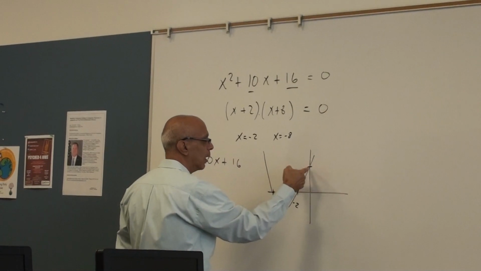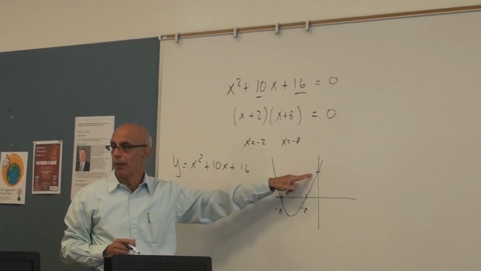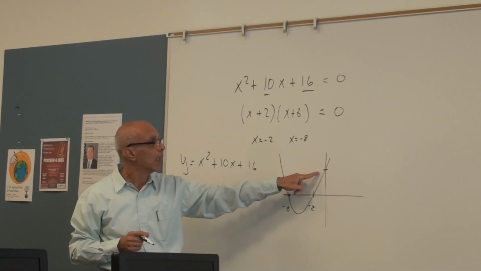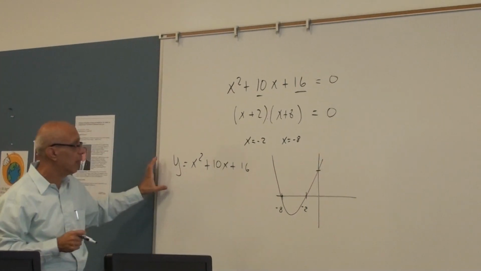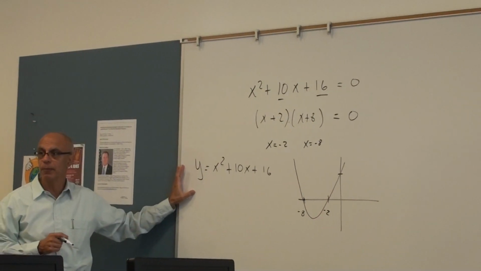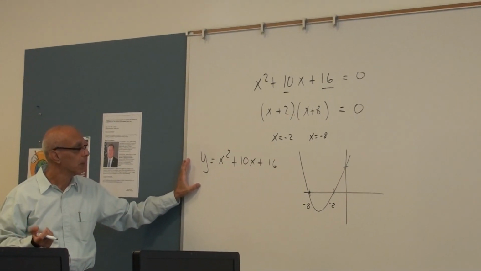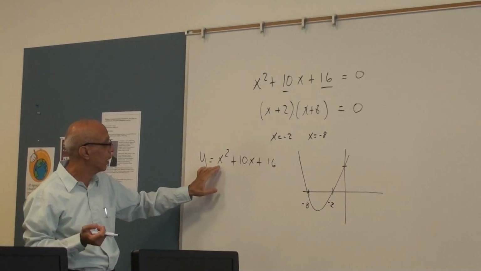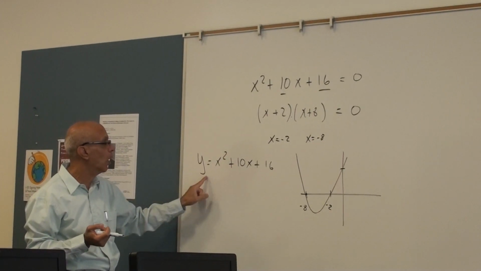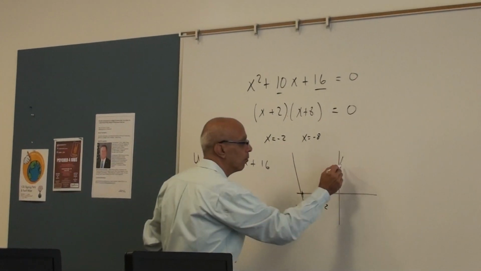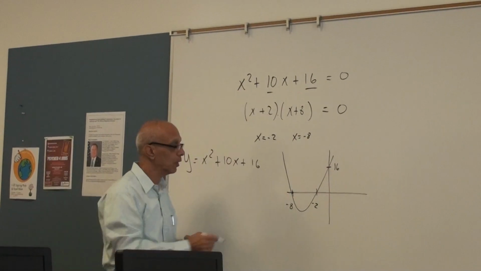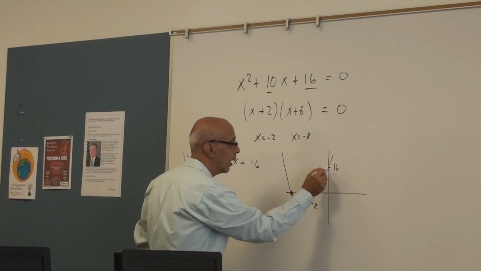And here, what is that called? The y-intercept. Can I find the y-intercept here? Where is the y-intercept? When x is 0. Very, very good. So when I set x equal to 0 here, y is equal to 16. So I have here my 16. So easily we can see that, right?